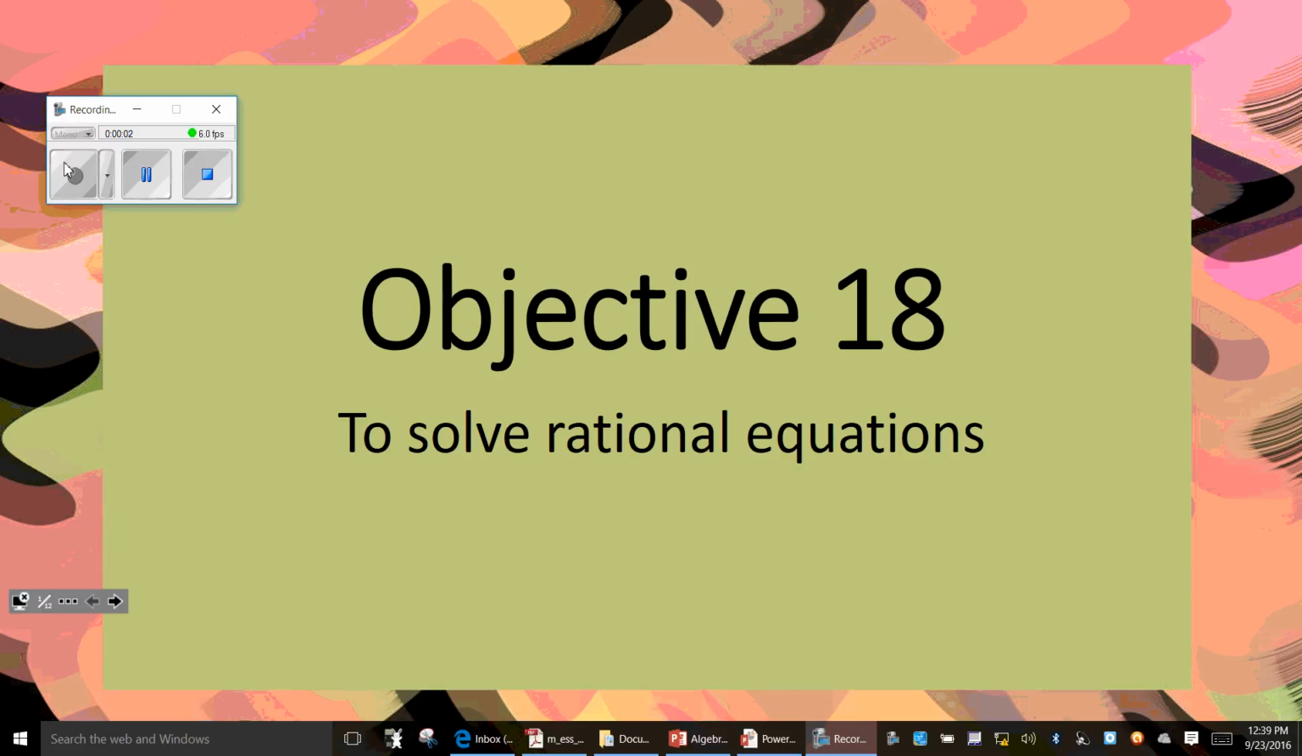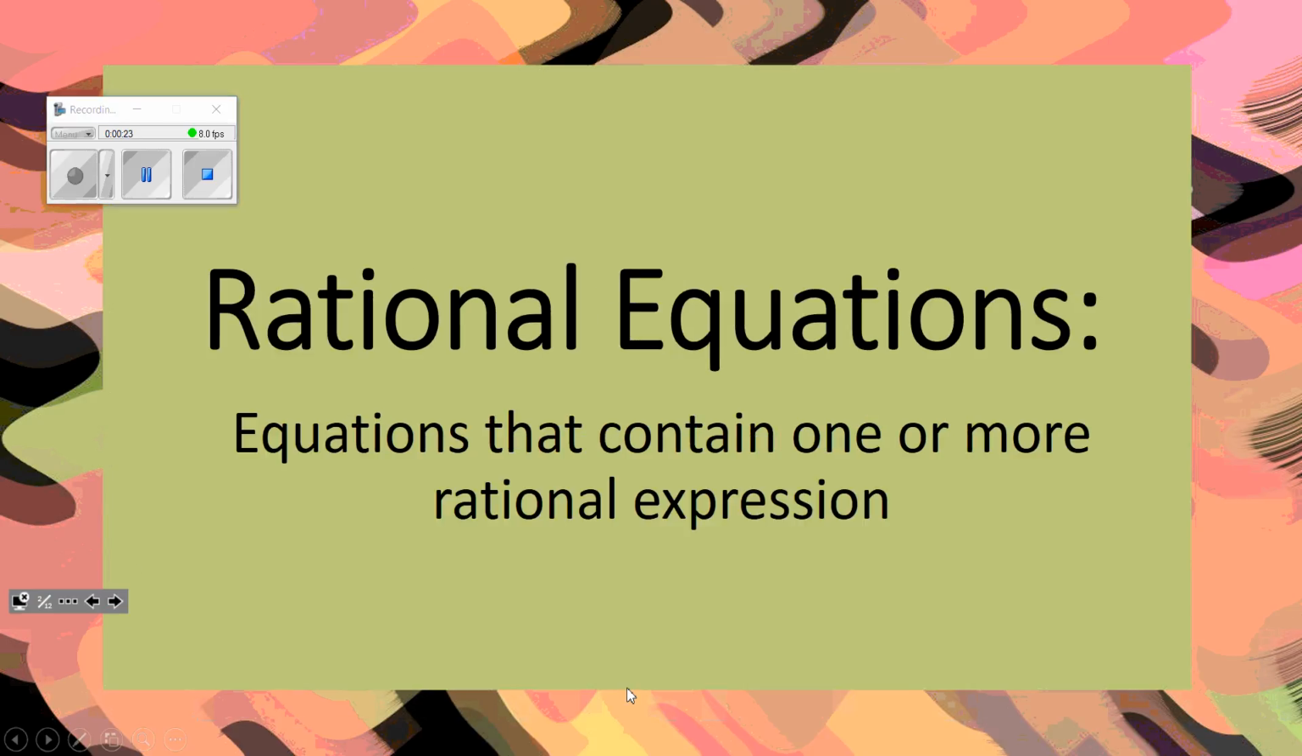Okay, we're going to solve Objective 18 today. We are going to solve rational equations. Remember that rational means fraction. The expression can be written as a fraction. So that's going to go into our definition of rational equations. Rational equations are equations that contain one or more rational expressions. So basically, we're looking at equations that contain fractions.